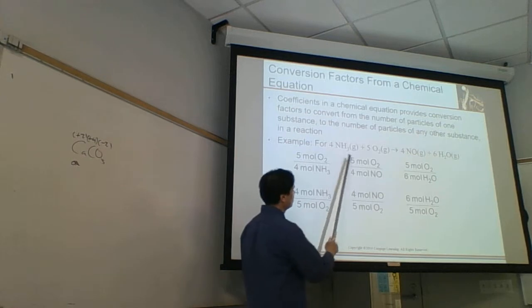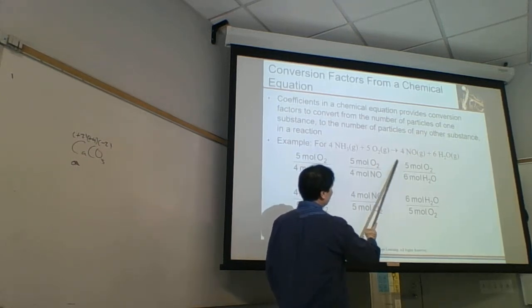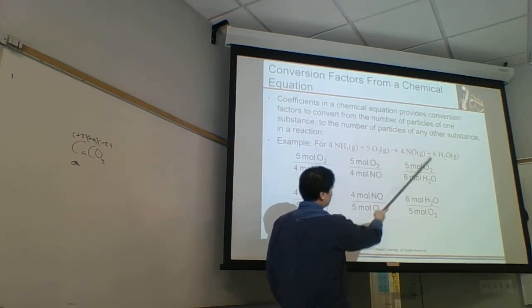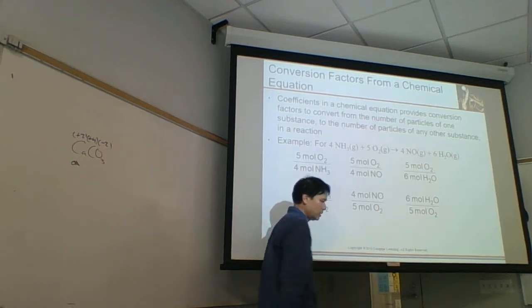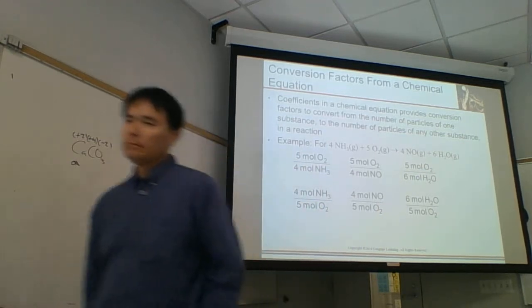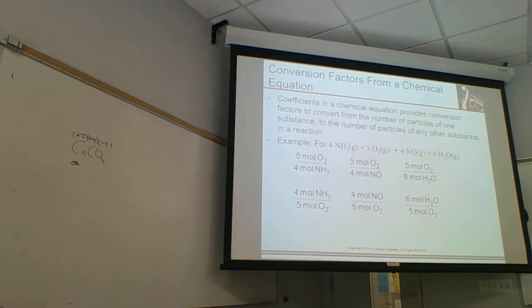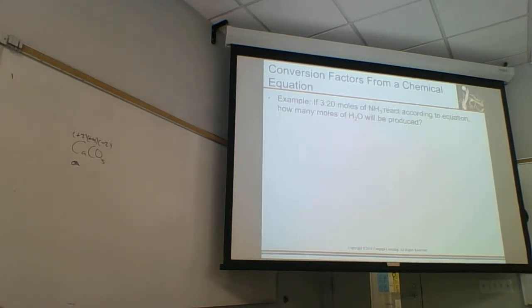These mole ratios can relate any of the items here. So how much NO is produced, we can calculate that. How much H2O is produced, we can calculate that as well. And so these are called the mole ratios. Mole ratios come from the balanced chemical equation. We use these mole ratios as conversion factors in chemical equations.